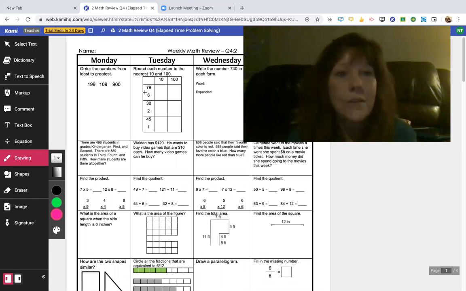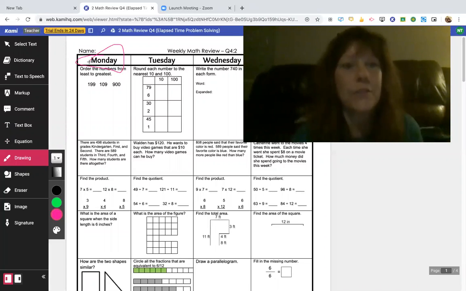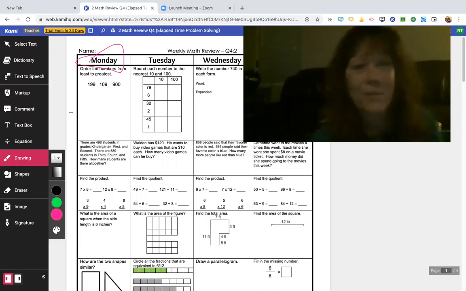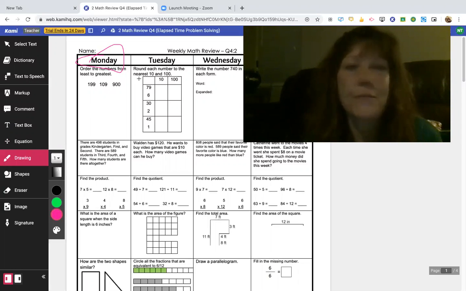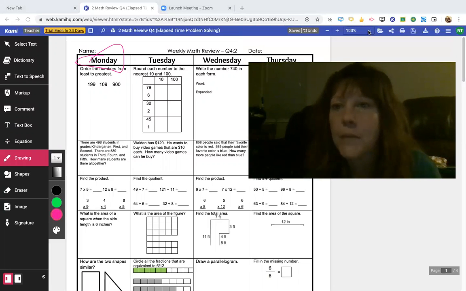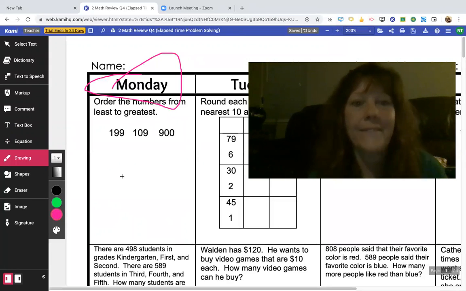So I am going to show you, let's see, here's Monday. Here's what we were doing, right? That was what we had to do today. My handwriting is going to be really messy because it's hard to write with the mouse. So it says order numbers from greatest to least. I wonder if we can make it bigger. Let's do that. Okay.